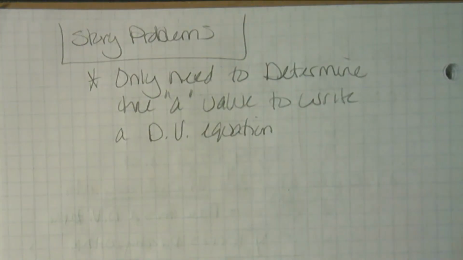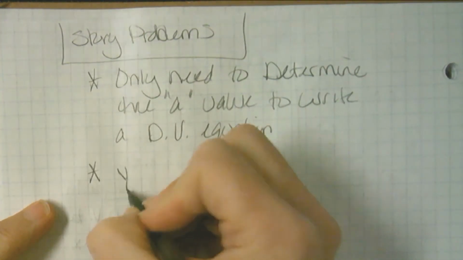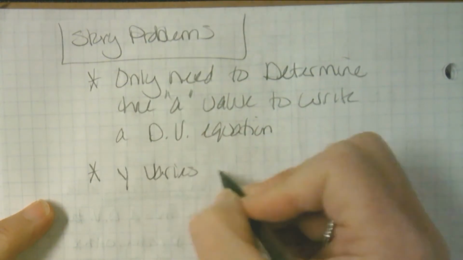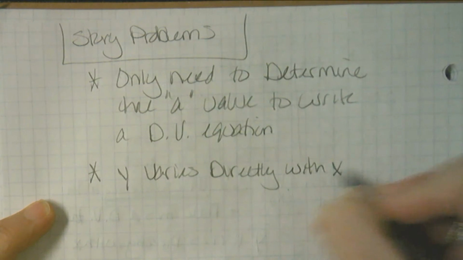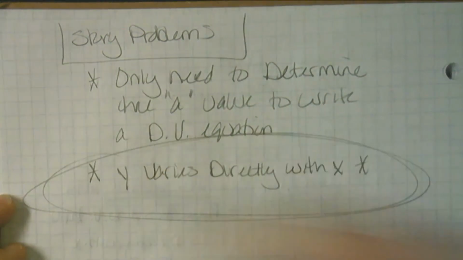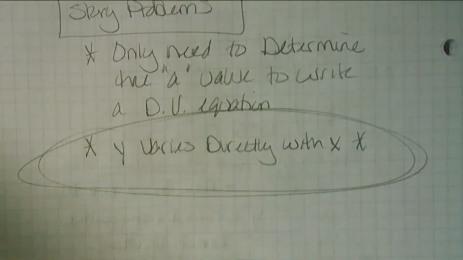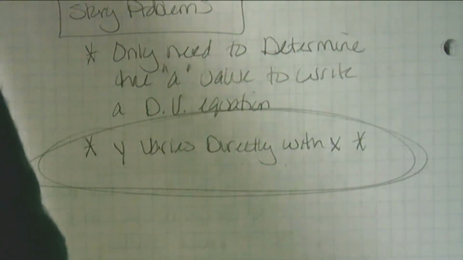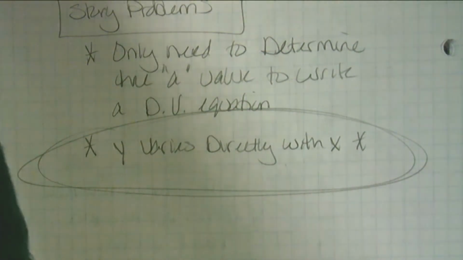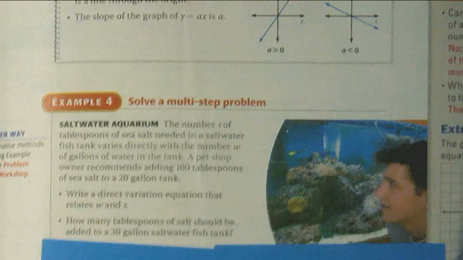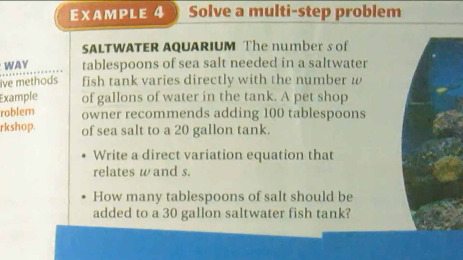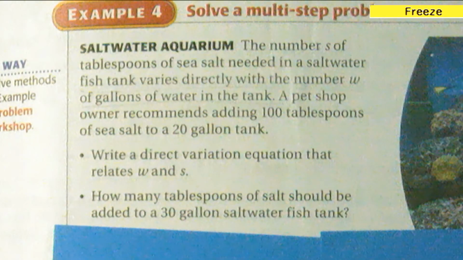The other thing to keep in mind is Y varies directly with X. That's going to be really huge when we look at these story problems. I'm going to show you the story problem. I want you to write down this information. We're going to read through it together so you can focus on the right information. Somebody don't read what you're looking to find, but just read the problem for me. Go ahead, Giselle.